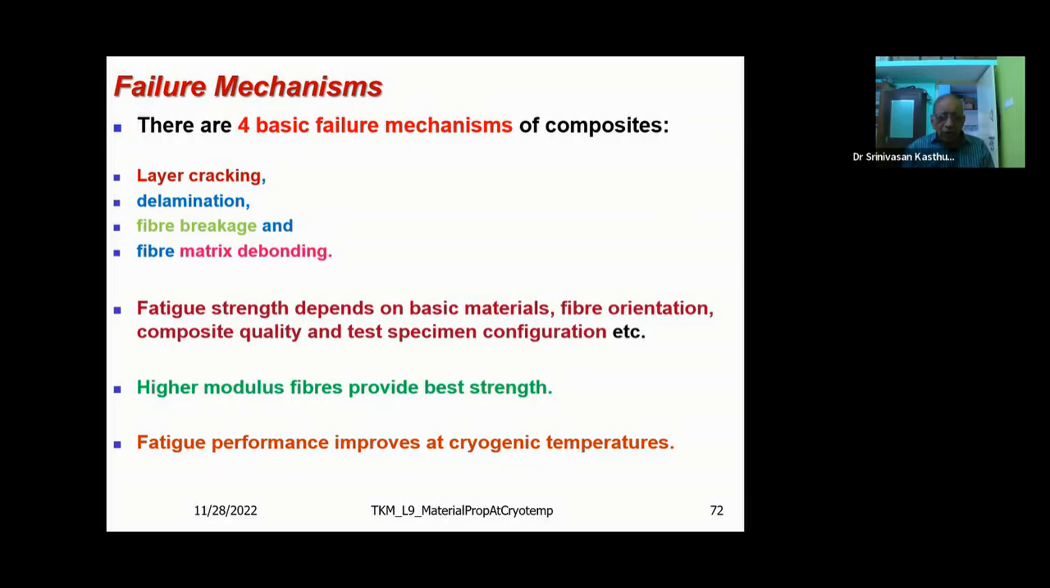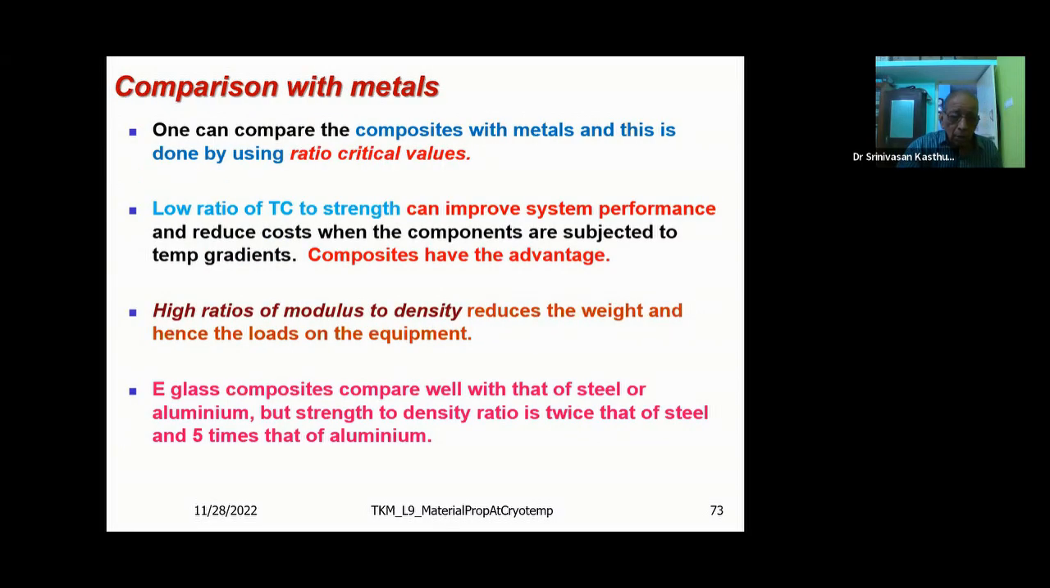Normally, the fatigue strength depends on basic materials, fiber orientation, composite quality, test specimen configurations, etc. Higher modulus fibers normally provide a better strength. So fatigue performance also improves at cryogenic temperature. That means the low temperature gives you a better performance. And sometimes one can also compare it with the metals, their performance.